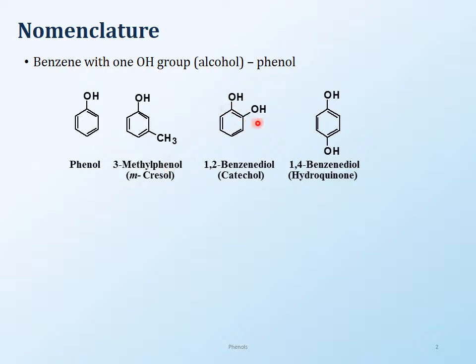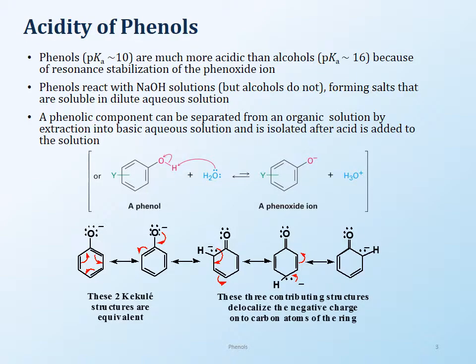If you have two alcohol groups on the benzene ring, this is called catechol, and that is the unofficial, general name for this diol. The official name would be 1,2-benzene diol. 1,4-benzene diol would be called hydroquinone. There's another one called resorcinol, which is the meta diol. So there are three kinds of diols possible, and these diols have a little bit different properties. We'll talk a little bit about hydroquinone towards the end, but these are some of the derivatives.